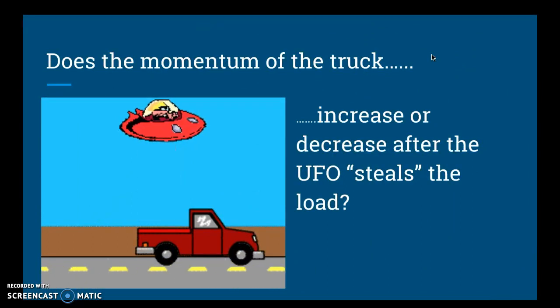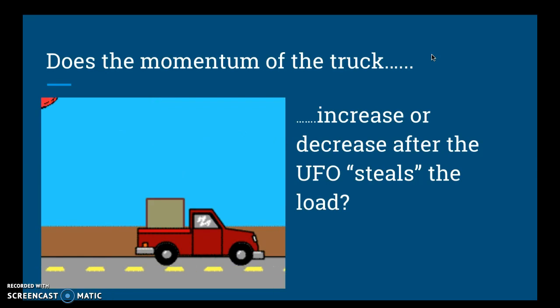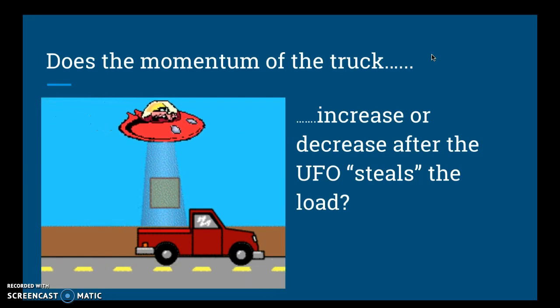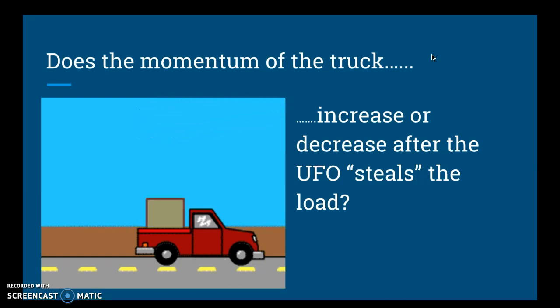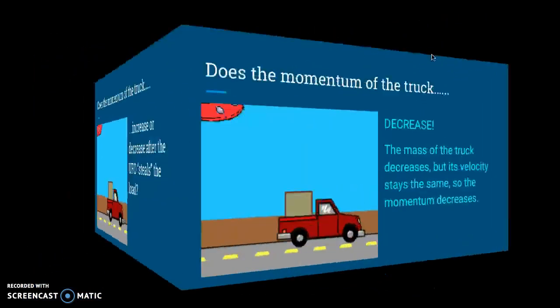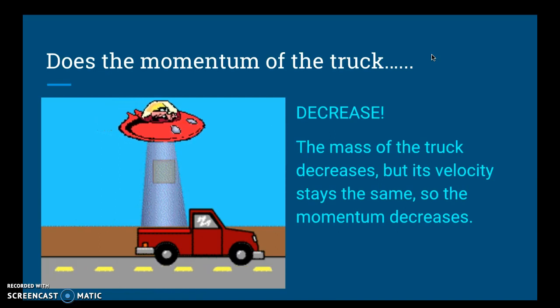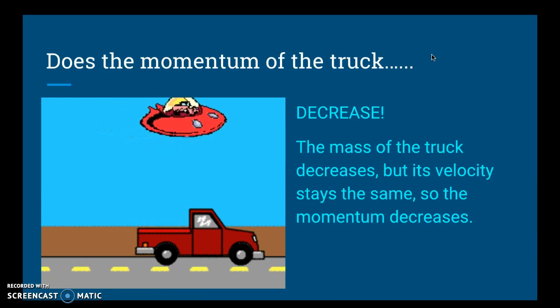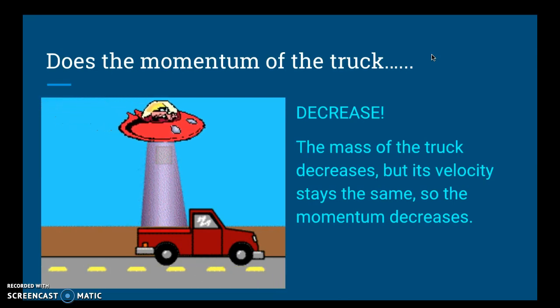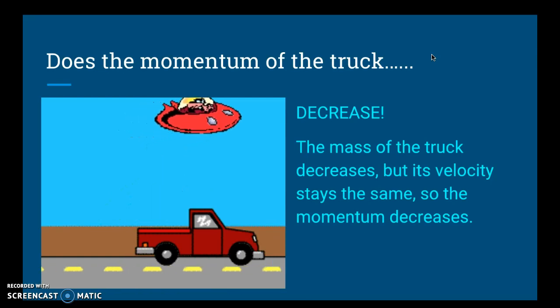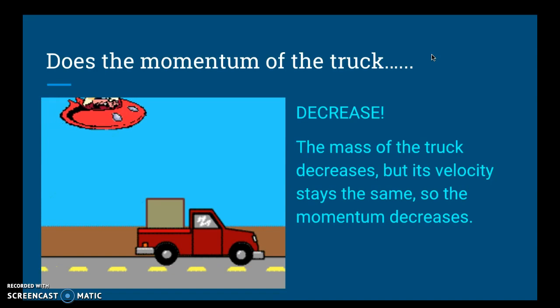Describe the momentum of this truck. Does it increase or decrease after the UFO steals that load or the box that's in the back? The momentum of the truck will decrease after that box or load in the back has been stolen, because if the mass of the truck decreases, then its velocity will stay the same, so the momentum will also decrease.